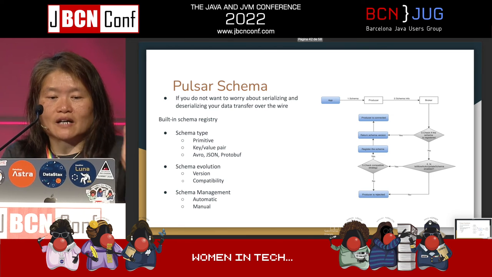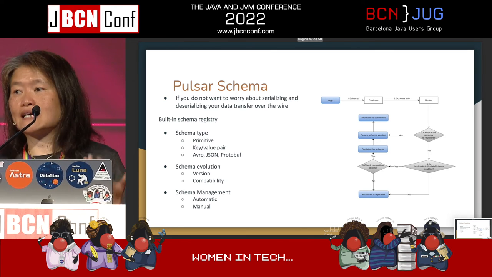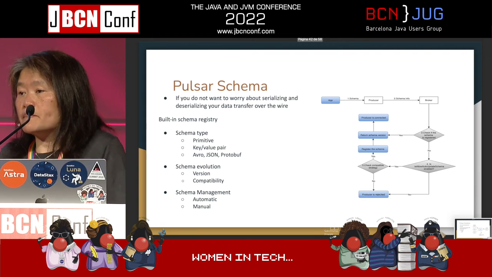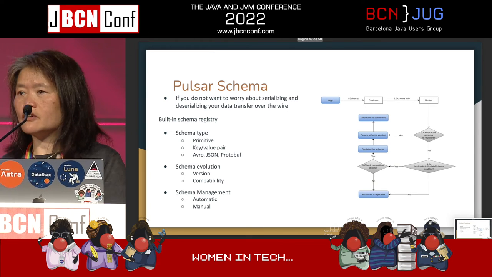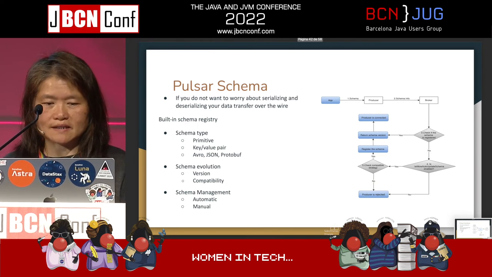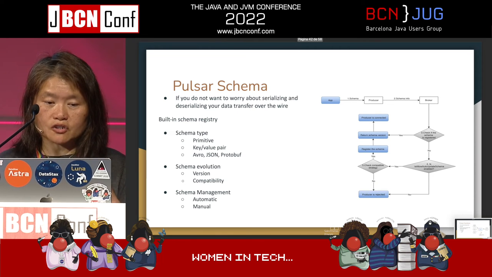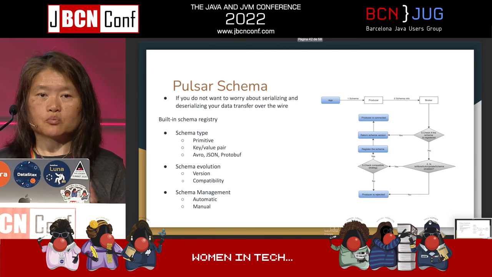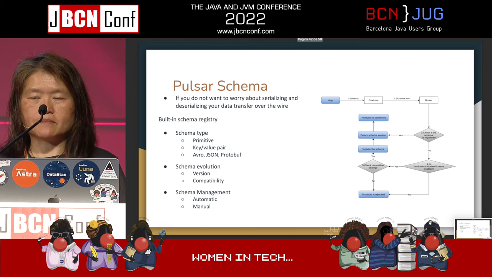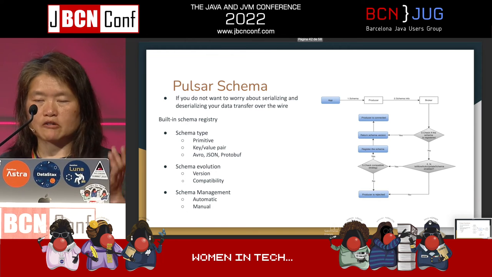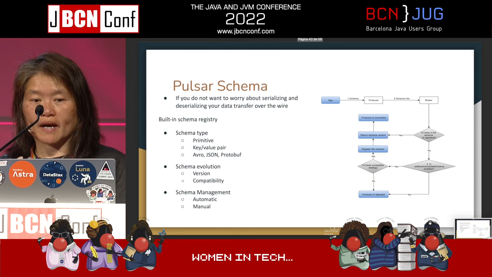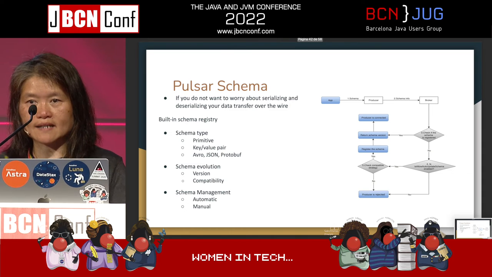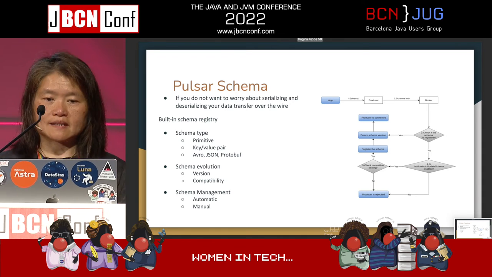With Pulsar, you can leverage the Pulsar Schema features. It's essentially a built-in schema registry, and it can handle primitive data types like boolean, integer, string, all the things you're familiar with. You can also have a schema type that is a key-value pair of data, as well as JSON, Avro, and Protobuf. Pulsar Schema can handle all of these for you if you don't want to write your own serialization and deserialization of data. That's nice too, because if your data evolves over time, having a schema will help you.